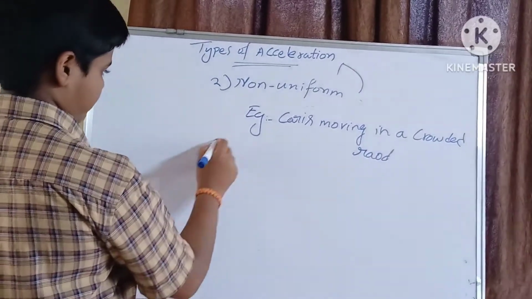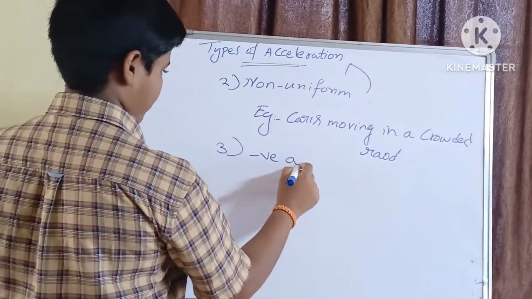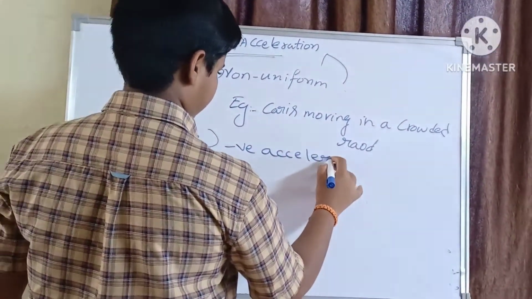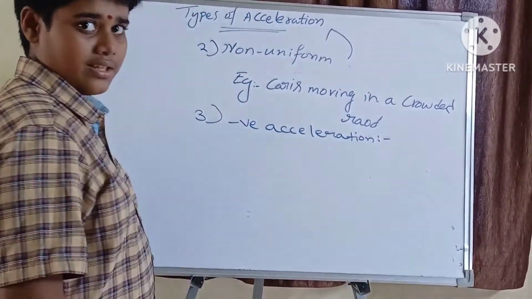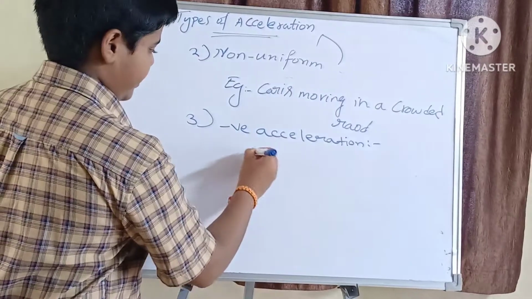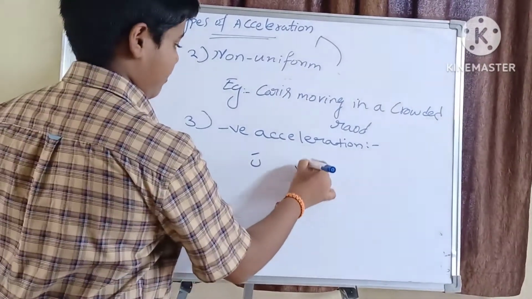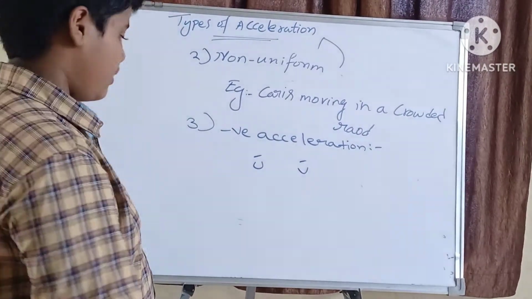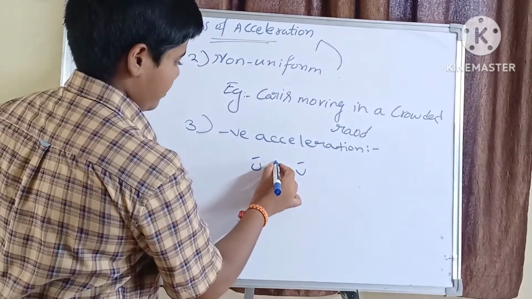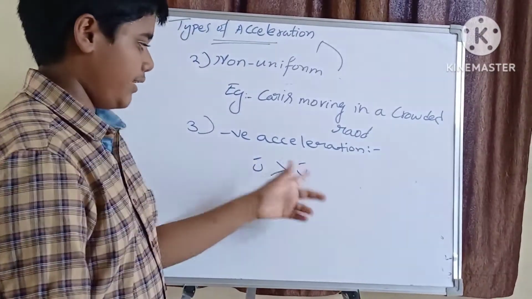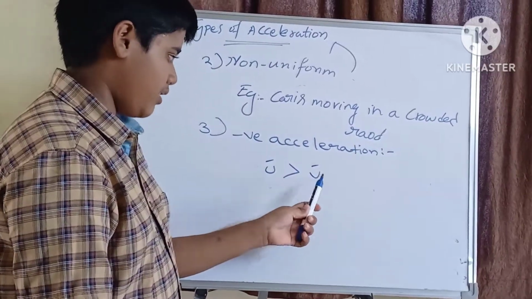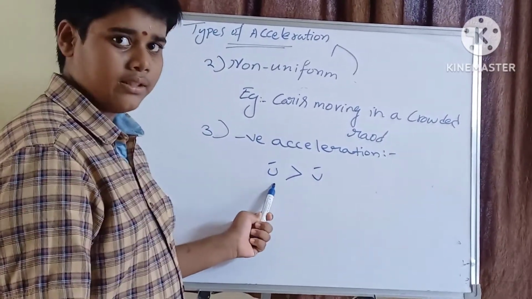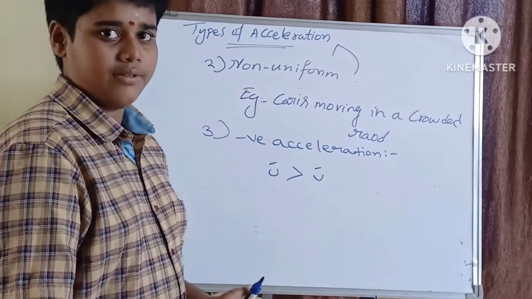And the third type, negative acceleration. If I take initial velocity and final velocity, here initial velocity is greater than final velocity. If initial velocity is greater than final velocity, then this is negative acceleration.